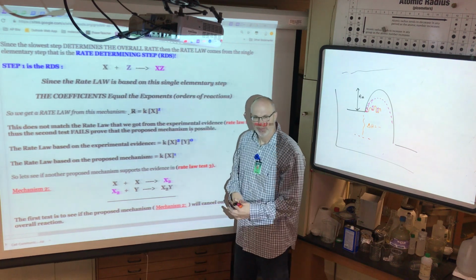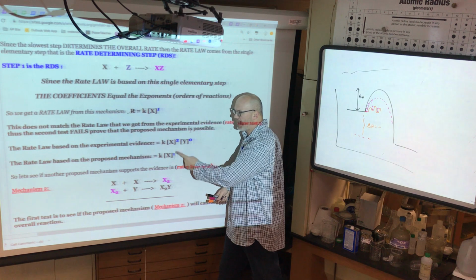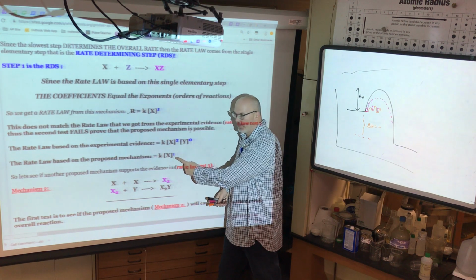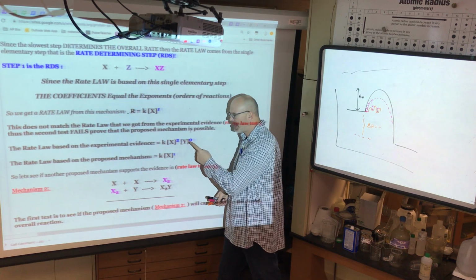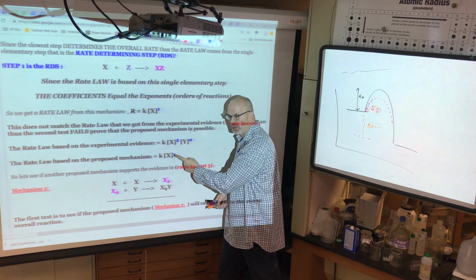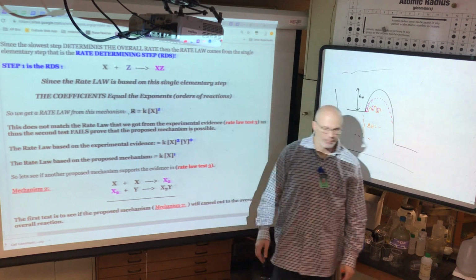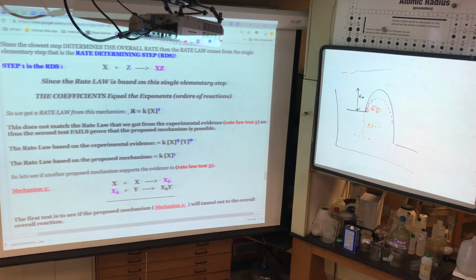But wait a minute. My evidence gives me this. Is this mechanism appropriate for the experimental evidence? We get this experimentally from the evidence, we get this from the mechanism. Does it match? No. So that's not an appropriate mechanism. Okay, I drew another one. This is mechanism 2. You can guess that this one's correct.